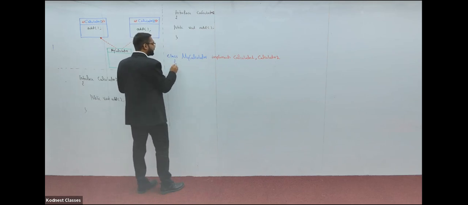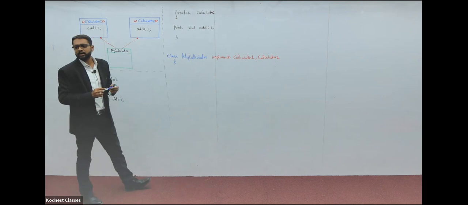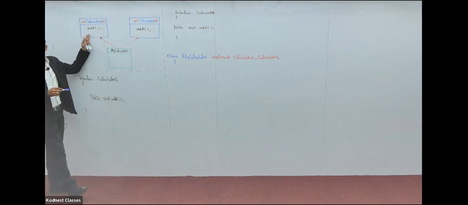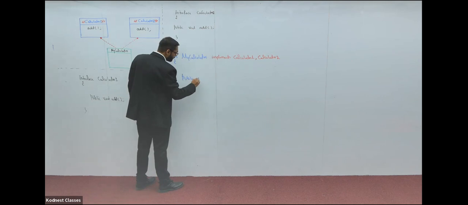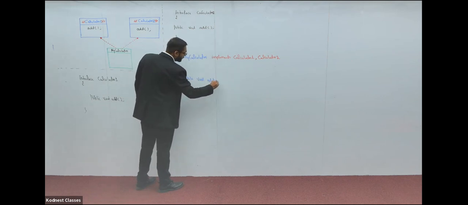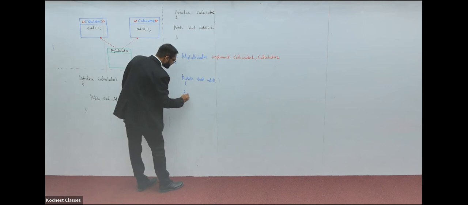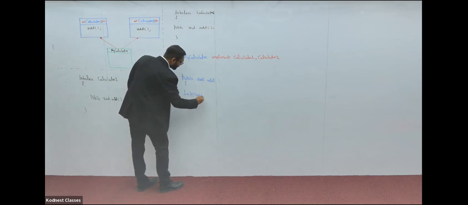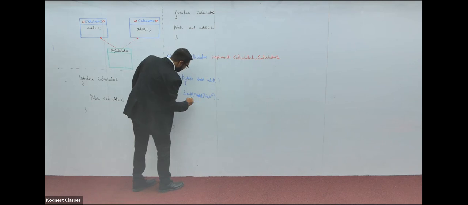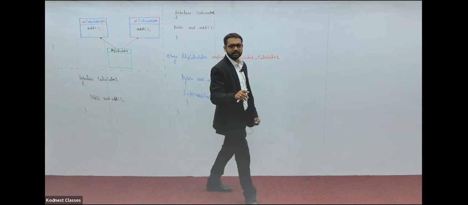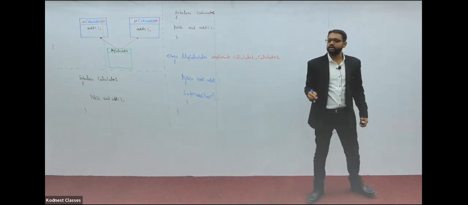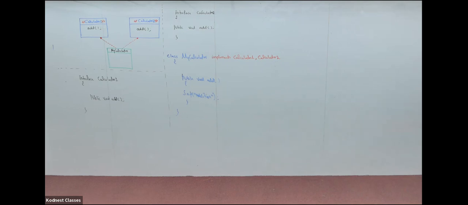If MyCalculator implements Calculator1, what is the meaning of it? It has to give body to add, correct? So I'm giving the body to add. Public void add. Simply here I would say System.out.println addition, a dummy body I am giving. And if I say the class will implement Calculator2, what body should I give? Add body given.